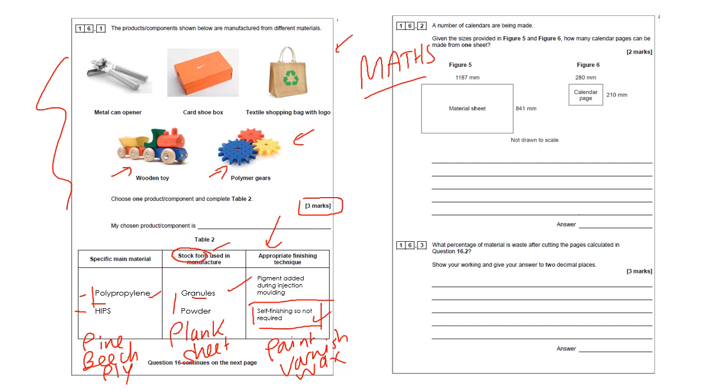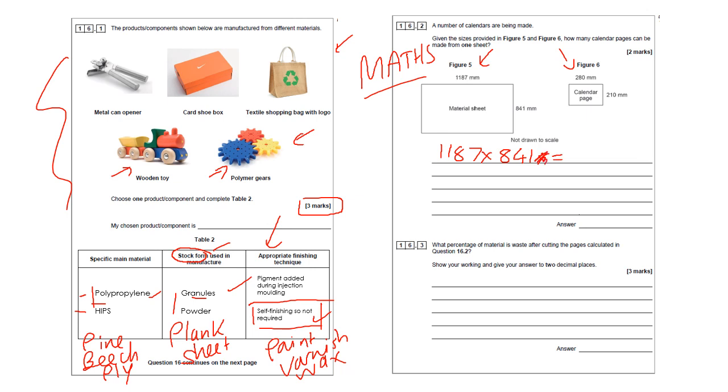And you might recognise this one from your mock, but if you've forgotten it, I'm going to go through it really, really quick. A number of calendars are being made, given the sizes provided in figure 5 and figure 6. How many calendar pages can be made from one sheet? So the first thing we need to know is how big is this sheet in the first place. So always write down all your working out, okay?